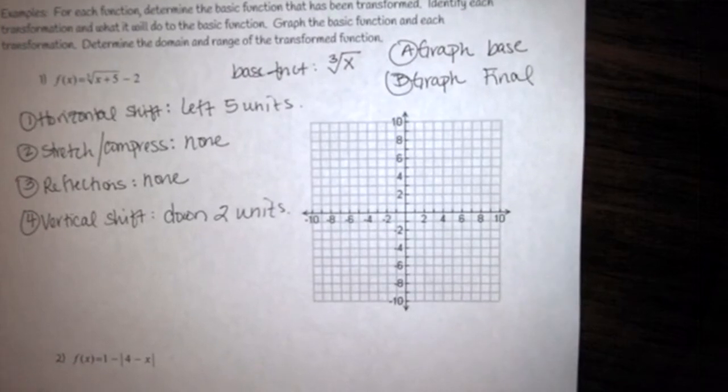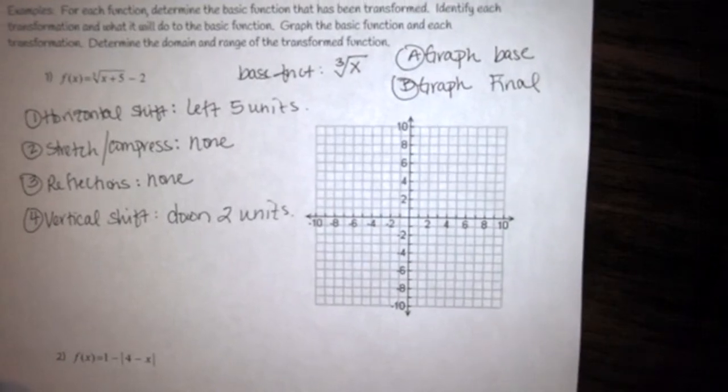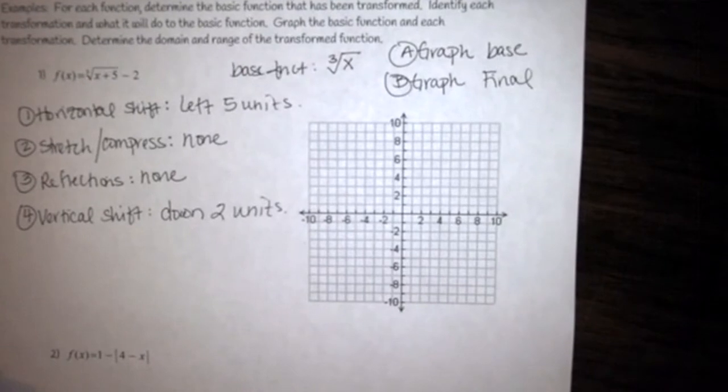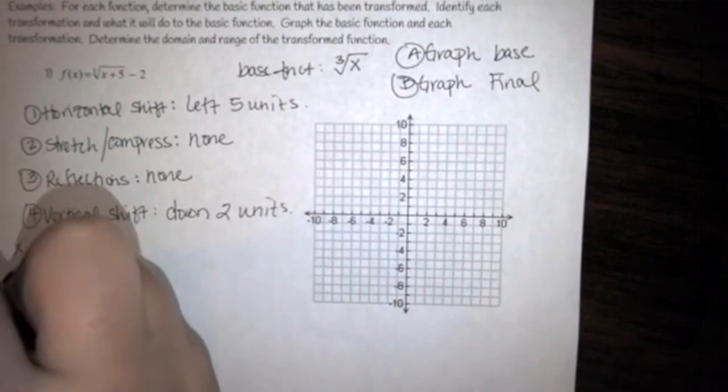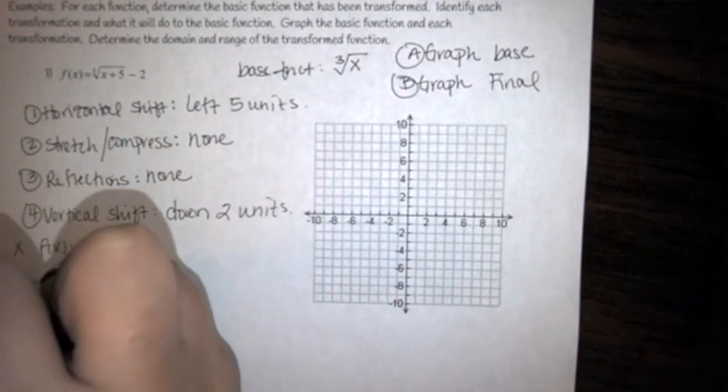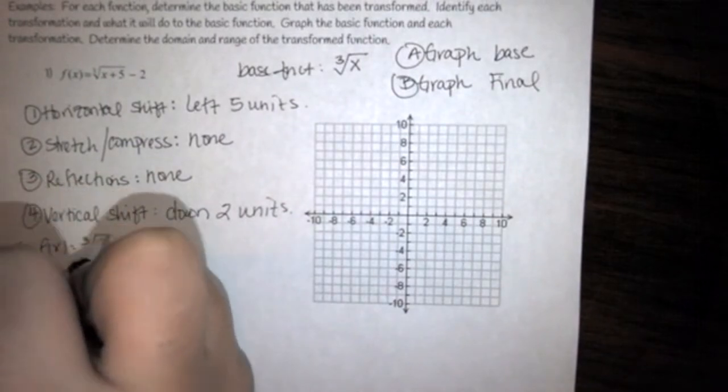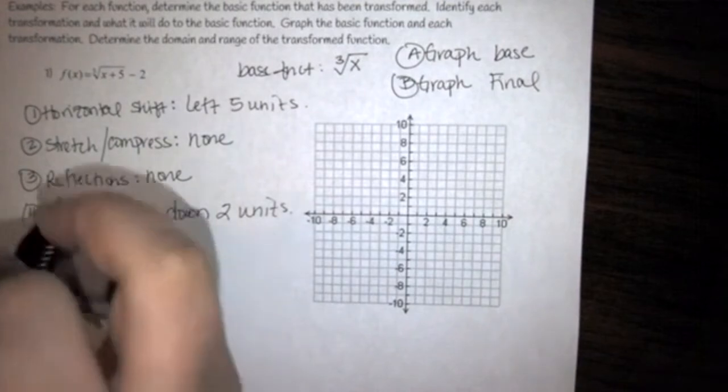So first and foremost, we need to look at the cubed root of x. So there's a couple things you could do. You could create yourself your xy table, but you just basically have to be able to graph it however you see fit. Okay? So if we did an xy table, we would do x and then f of x equals the cubed root of x.